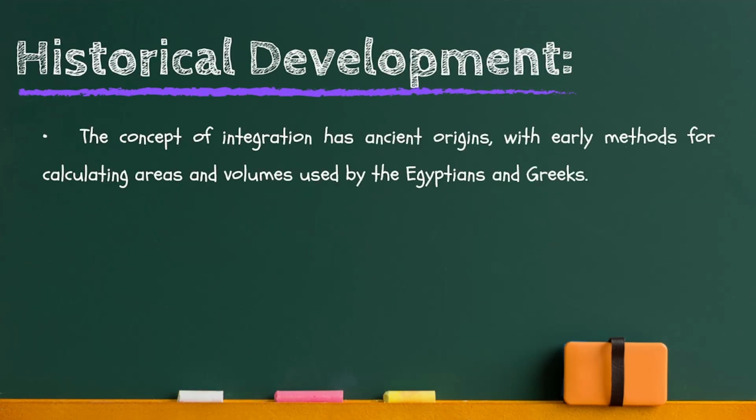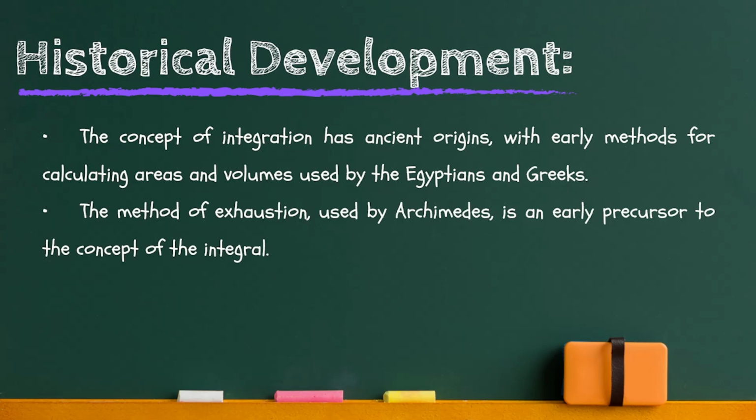So, historical development. The concept of integration has ancient origins, with early methods of calculating areas and volumes used by the Egyptians and Greeks, because the main purpose of the integral is to calculate the given area and the volume of solids. If you have regular shaped solids or areas, we could easily calculate the areas or volumes by using the usual formulas. But what if the given shape is irregular? That is one of the main purposes of having integral calculus.